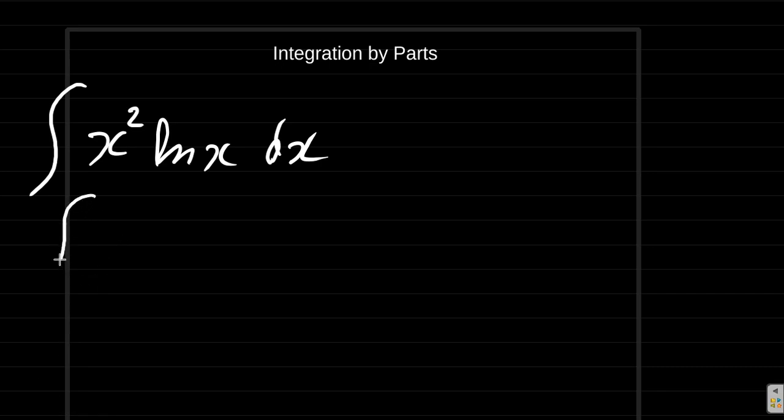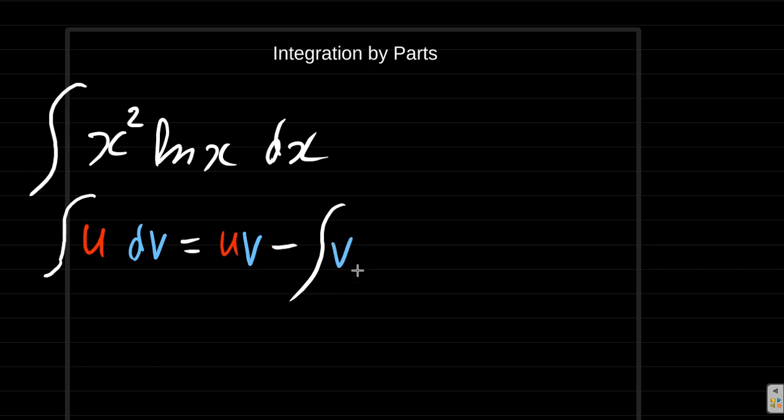The integral of u dv is equal to u v minus the integral of v du. All right.